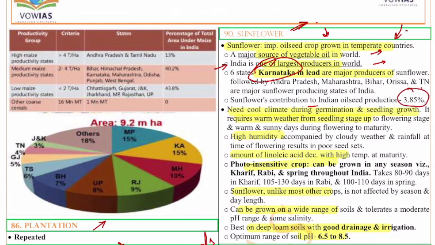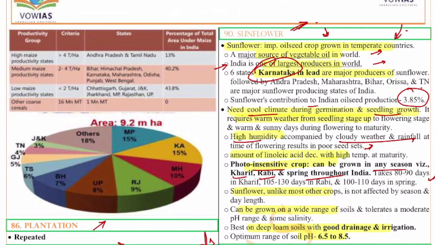It needs a cool climate during germination and seedling growth. High humidity accompanied by cloudy weather and rainfall at the time of flowering results in poor seed set. The photo-insensitive crop can be grown in any season, Kharif, Rabi and spring, throughout India. It takes about 80 to 90 days.